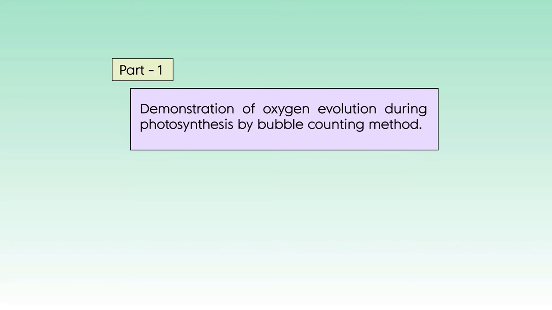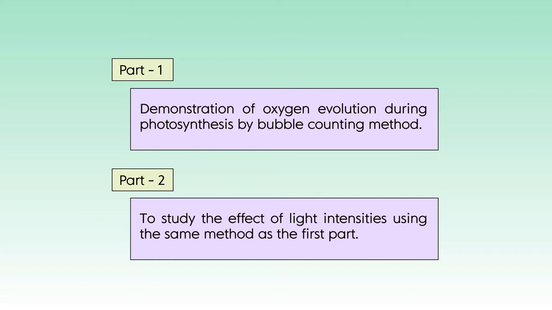Hello students. The title of today's experiment is Study of Photosynthetic Oxygen Evolution in Hydrilla Plant. This module is an experimental module that aims to teach the student about oxygen evolution during photosynthesis using Hydrilla plants. The first part of the experiment is a demonstration of oxygen evolution during photosynthesis by bubble counting method. In the second part of the experiment, we will study the effect of light intensities using the same method as the first part.